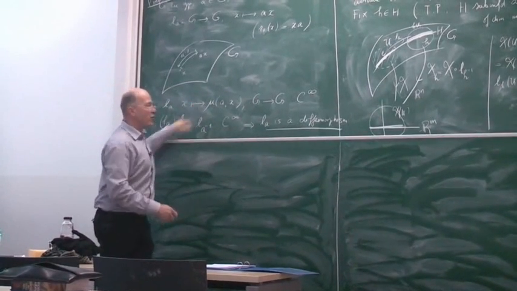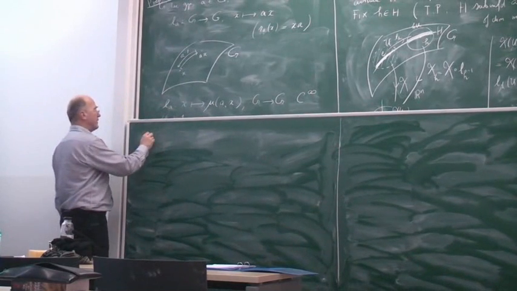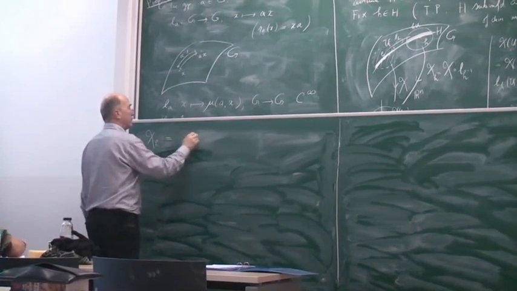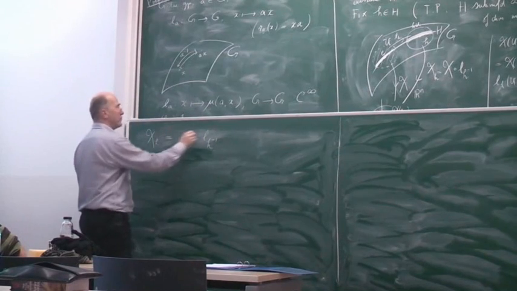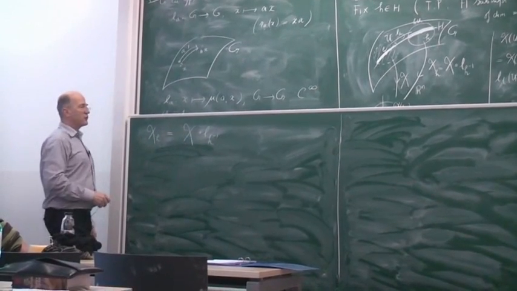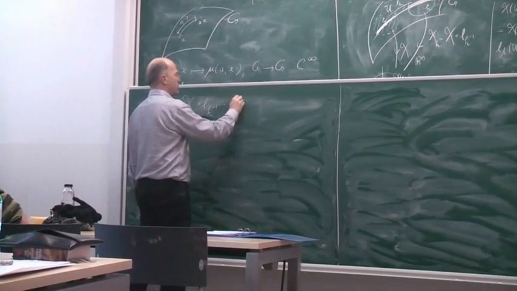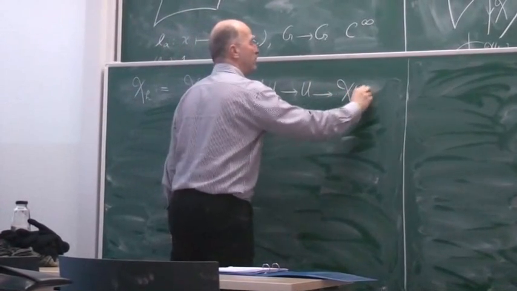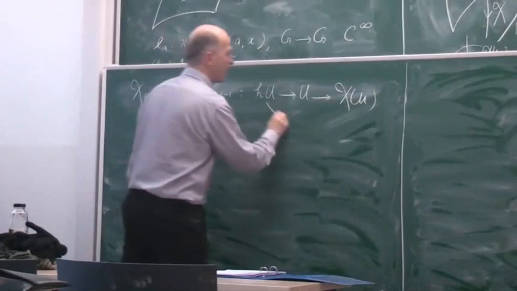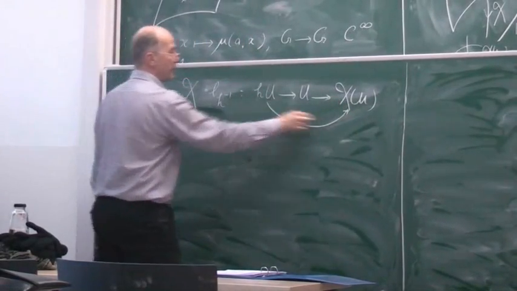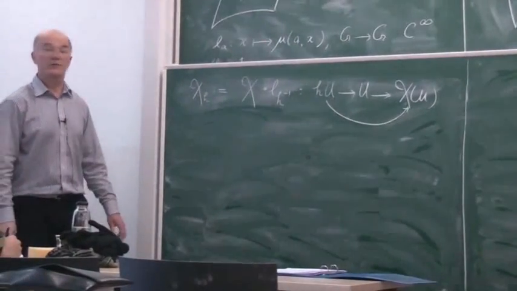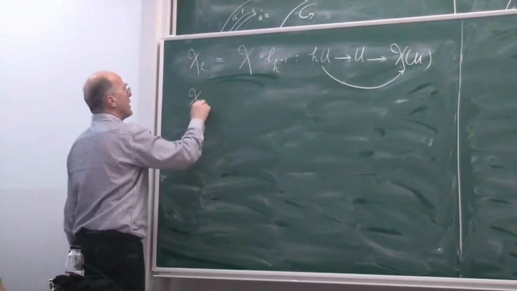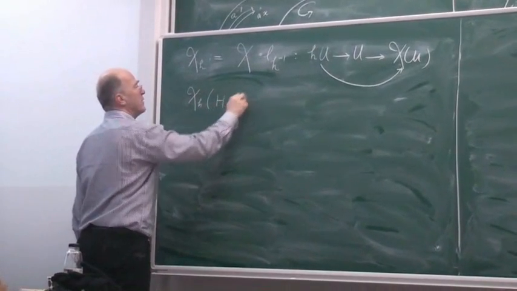Okay, so what do I want to show? Define this chart chi sub h as first applying left multiplication by h inverse, followed by the original chart, so this maps hu to u, which is mapped to chi of u. So chi of h is really a diffeomorphism from here to here, being the composition of two diffeomorphisms. And now let's look at what happens to chi of h intersected with hu.